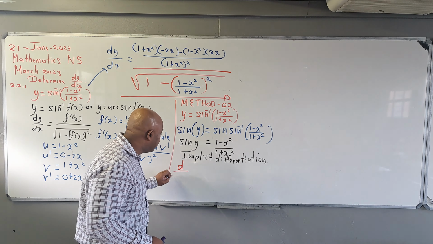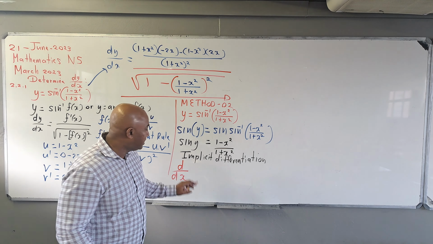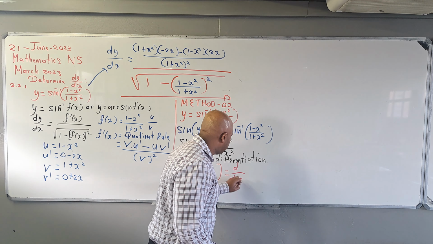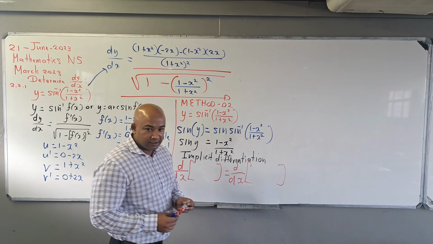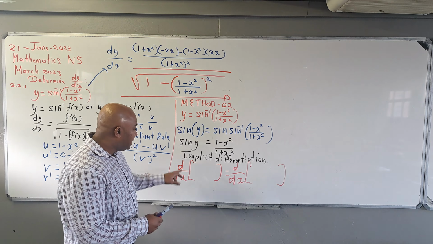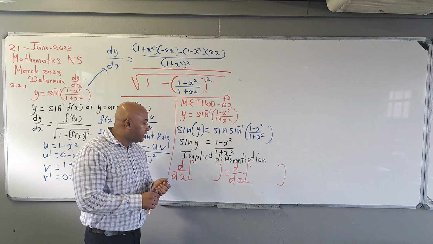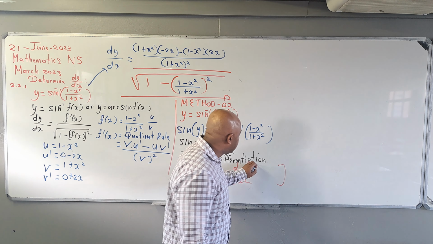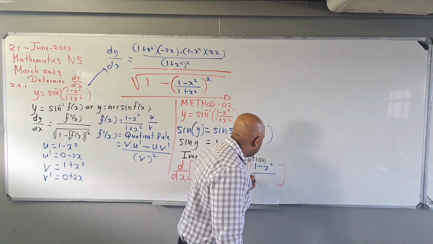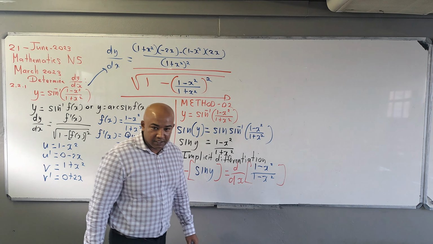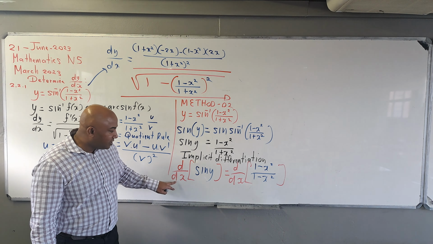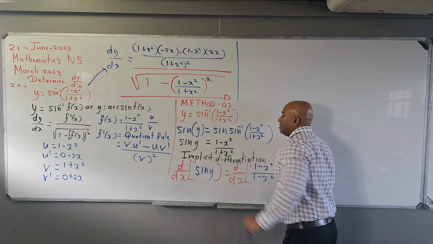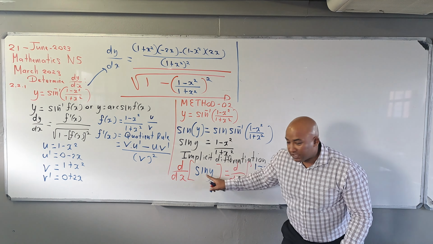You write down d over dx on the left hand side, d over dx on the right hand side. You clear with that? So d over dx means I'm now differentiating the left hand side with respect to x, and I'm also differentiating the right hand side with respect to x. So d over dx of sine y. Let's deal with that.